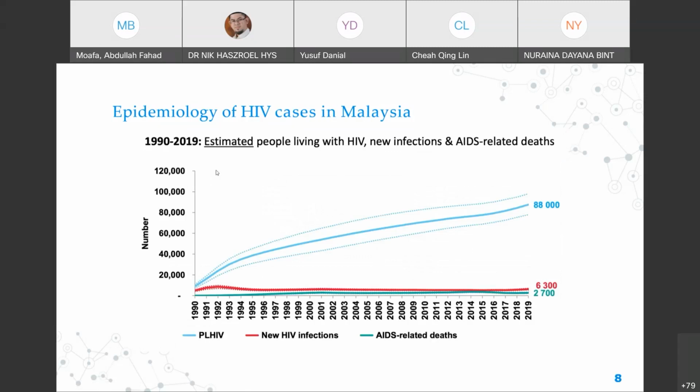So it is better illustrated in this graph: estimated people living with HIV, newly infected with HIV, and number of AIDS-related deaths. The numbers that were given in the statistics just now, we round them off. Now we have 88,000, 6,300, and 2,700 for the data respectively: people living with HIV, newly infected with HIV, and AIDS-related deaths. Okay, so that is for the estimated part of the epidemiology.